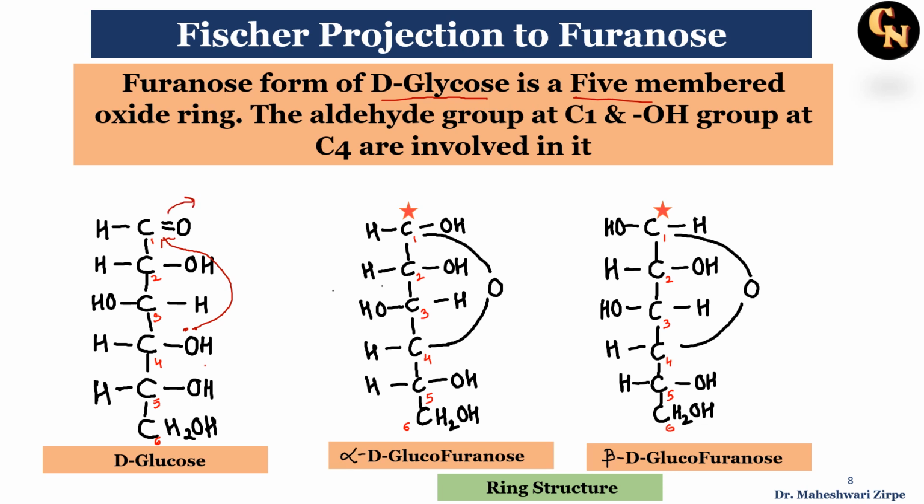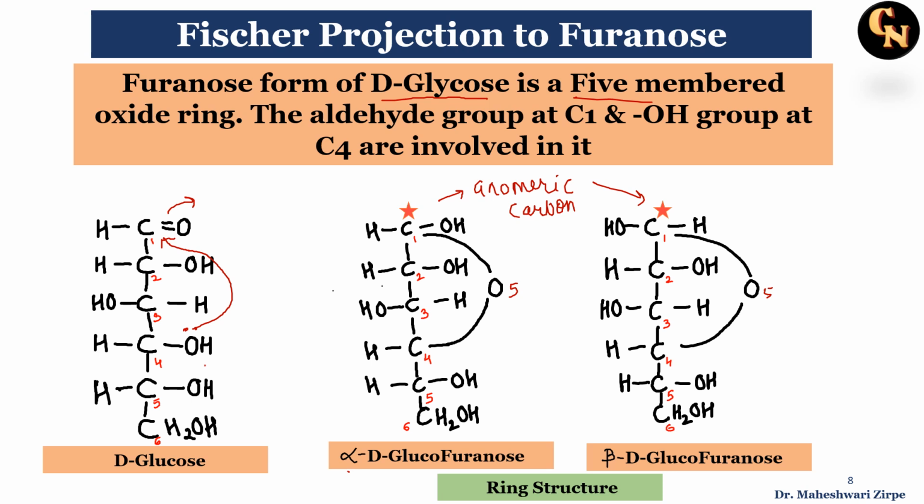So here when the 4th carbon OH group attacks on the 1st carbon to make it the anomeric carbon, it may attack from the front side or back side. Depending on that, you will be getting 2 isomers, one is alpha and the other is beta. Because we are getting a 5-membered ring, 1 2 3 4, and this is the 5th, oxygen. So this ring shape is going to make your beta D-glucopyranose.